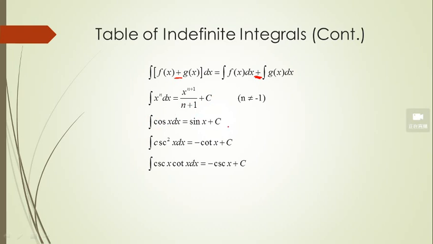antiderivative sine x plus c, right? And those two, cosecant square, that gives minus cotangent, and cosecant times cotangent, that is minus cosecant. Those two usually we are not required in our course, okay? So you should be familiar with those three. That's enough, okay?